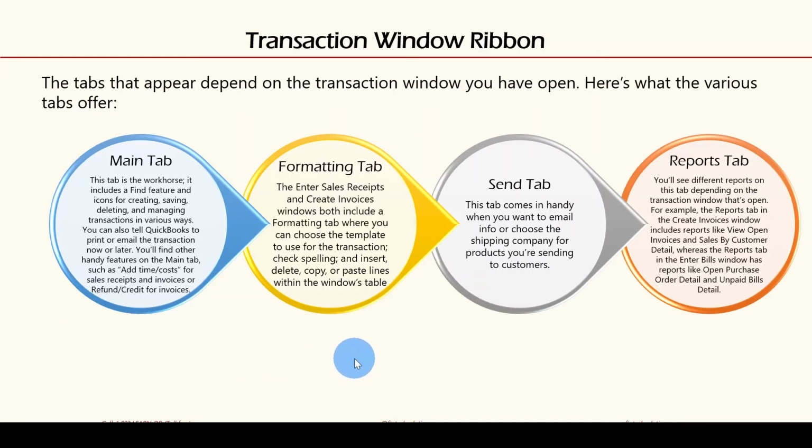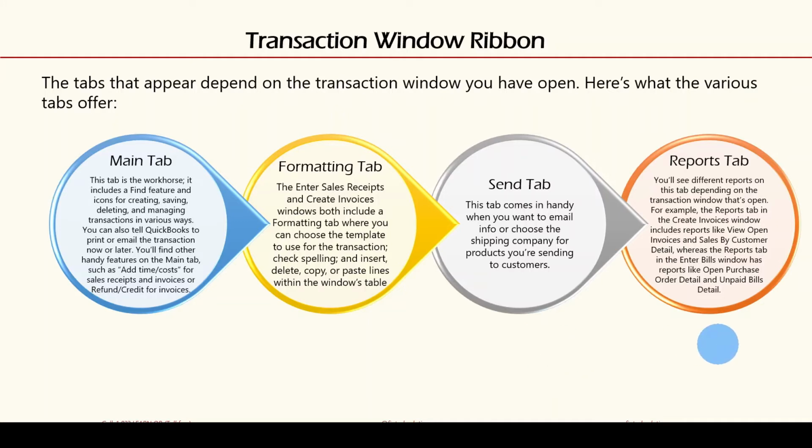Next we look at is the formatting tab. The enter sales receipts and create invoices windows both include a formatting tab where you can choose the template to use for the transaction, check spelling, and insert delayed copy or paste lines within the Windows table. The next after that is a send tab. This tab comes in handy when you want to email info or choose the shipping company for products you are sending to customers. The last one is reports tab.